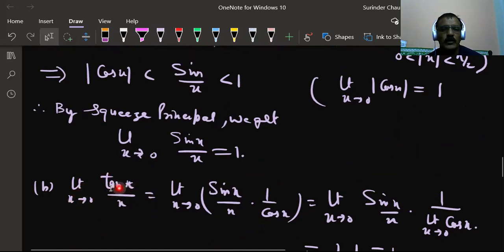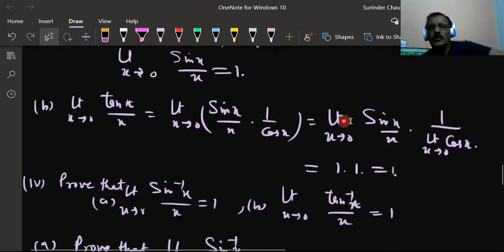Taking the left hand side, convert this into sin and cos. Limit x to 0 of sin x upon x times 1 upon cos x. The limit of a product is the product of the limits. The limit of sin x upon x as x approaches 0, we have proved it earlier, is equal to 1. And 1 upon the limit as x approaches 0 of cos x is equal to 1. So 1 into 1 upon 1 is equal to 1, which is equal to the right hand side.